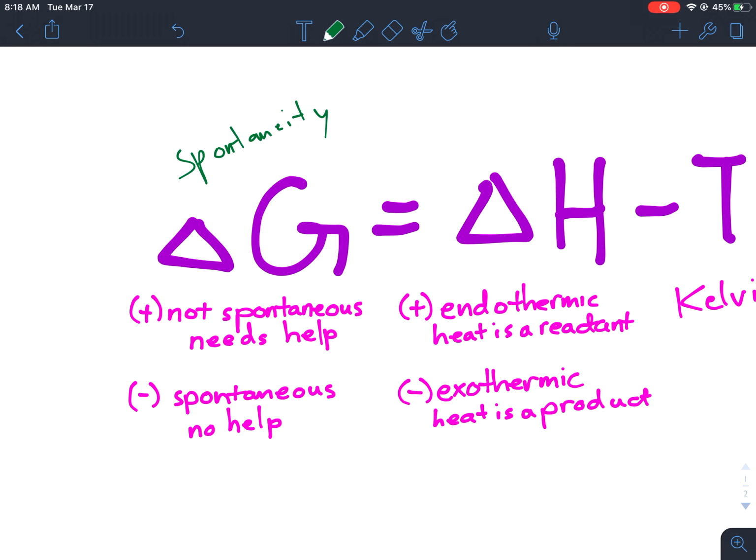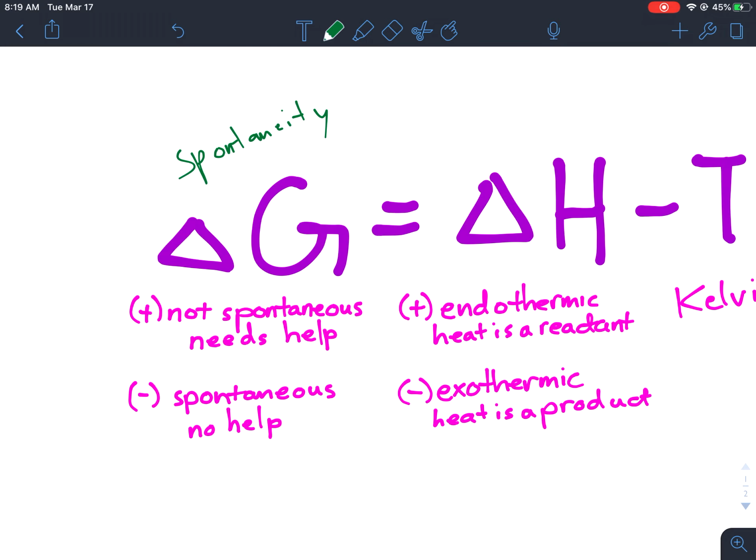Now, when you think of spontaneity, don't think of like someone who's going to eat at Denny's at 3 in the morning. That's not what spontaneous means in terms of chemistry. In terms of chemistry, spontaneity, a positive delta G means you are not spontaneous. A negative delta G means you are spontaneous. Spontaneous in terms of delta G means whether or not the reaction needs help. So if you have a positive delta G, you are not spontaneous. You need help for this reaction to occur. Delta G, if it's negative, means you are spontaneous, meaning you no longer need any help.